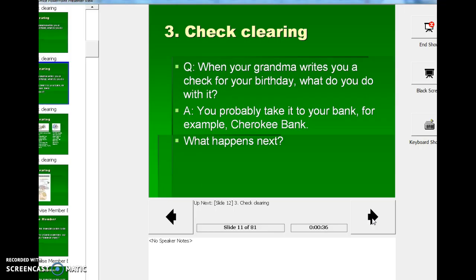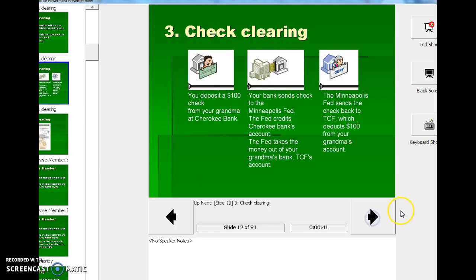But there are other steps in the process, specifically for the banks, and the role that the Fed plays in this. So when you deposit a $100 check from your grandma at Cherokee Bank, your bank then scans that check. They send it through a check reader, which you may have seen if you've gone to the bank, and that goes to the Fed. The Fed then will take that $100 and add it into Cherokee Bank's account. Something to keep in mind here is that the Fed holds on to money for these banks. The reserves that they have, they give to the Fed.